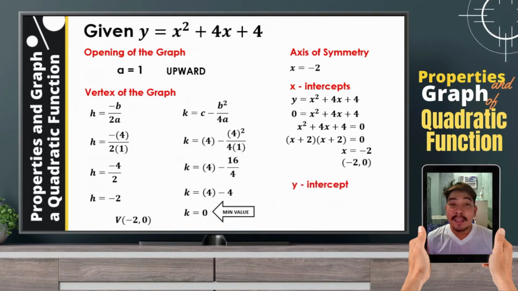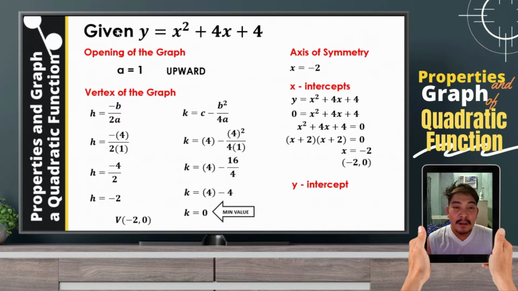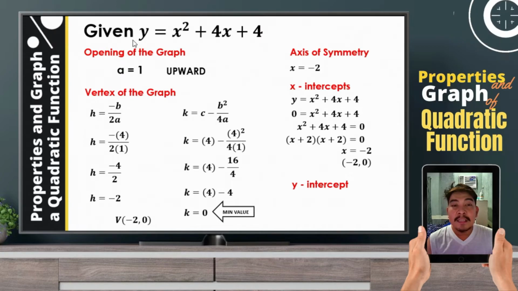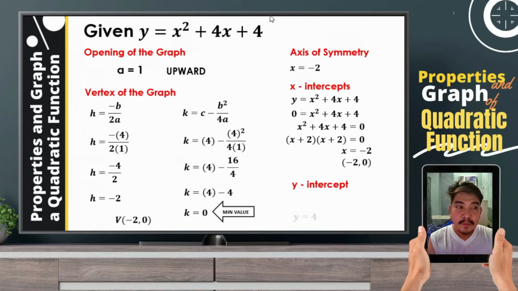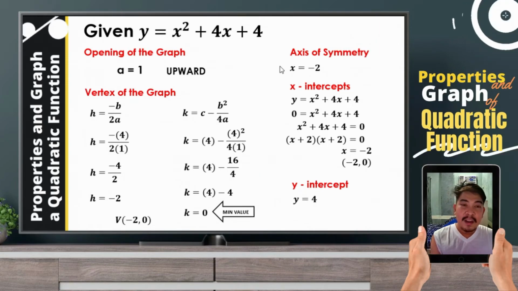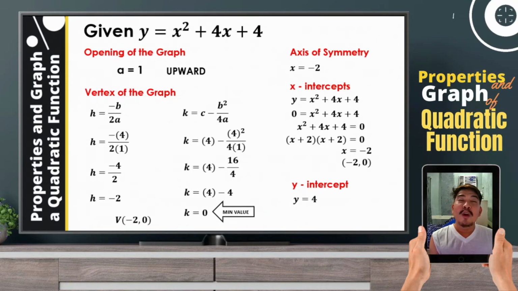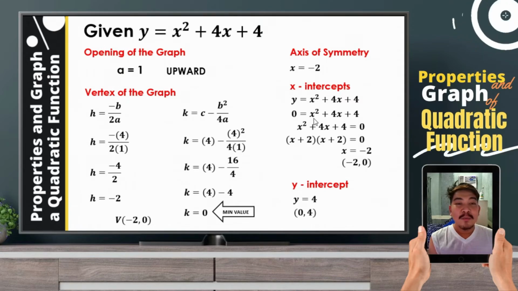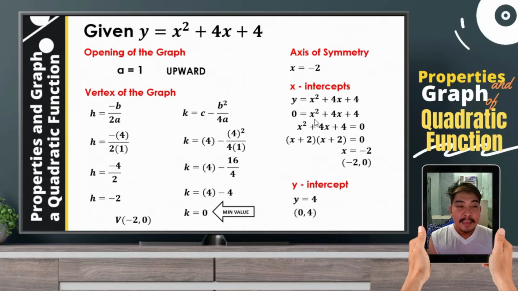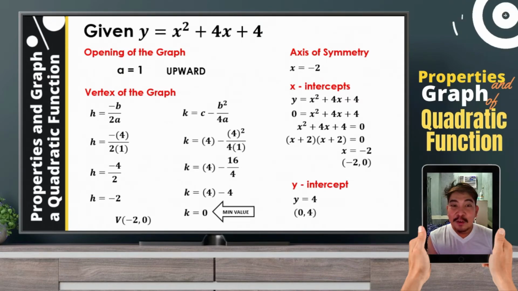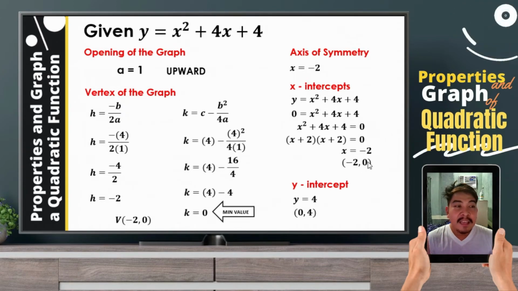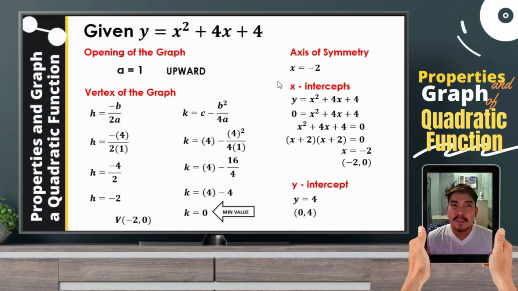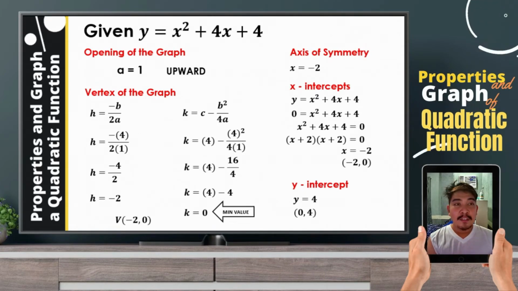So let us now have the y-intercept. So for the y-intercept, since we have here the quadratic function written in standard form, we just need to get the value of c. So therefore, we have y is equal to 4. Transforming it to an ordered pair form, so that will be 0, 4. So if you can see, we have here 2 points because the vertex and the x-intercepts are just the same. So let us now graph our function.